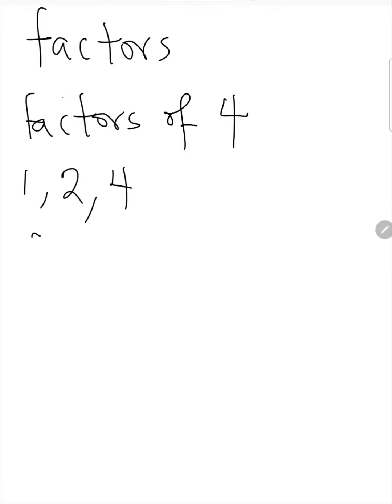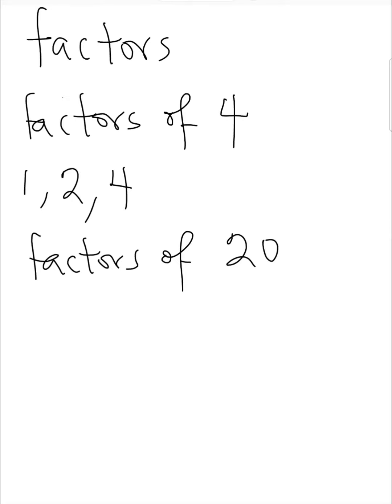Let's look at factors of 20. So factors of 20, we are looking at what? Any number that can divide 20 without what? Any remainder. So 1 will go into 20, 20 times, remainder 0. So 1 is a factor of 20. 2 will go into 20 10 times without a remainder. So 2 is also a factor.